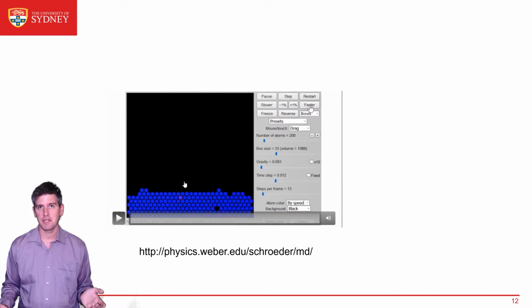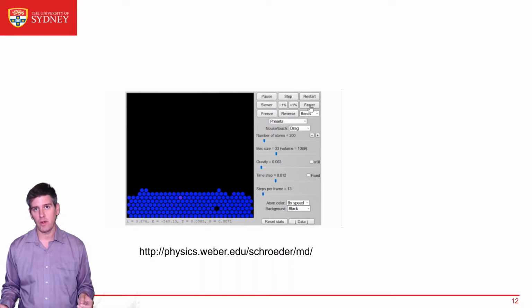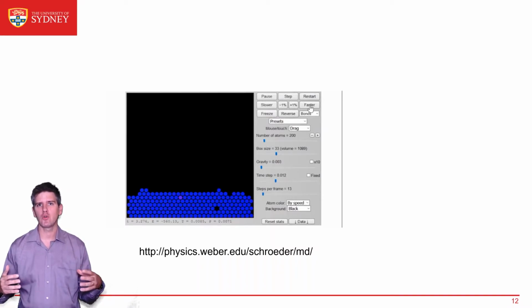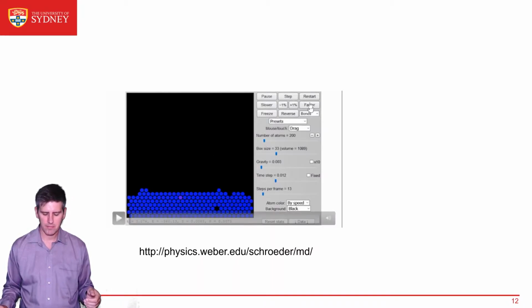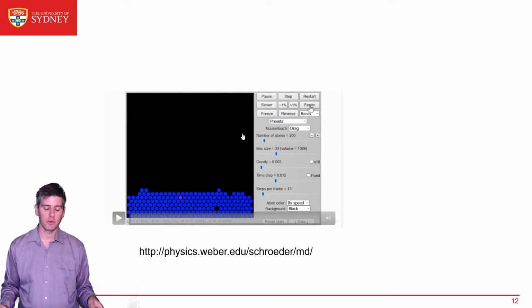Here we have a molecular dynamics simulation. It's from software that runs on a web page, and the link is behind me. I'll put it on Canvas as well. It's very fun to play with. So here we have 200 atoms in a box. And what I'm going to do is increase the temperature, which means increasing the average kinetic energy of the set of atoms. Every time I click on faster here, that means increasing the temperature. Slower would decrease the temperature.